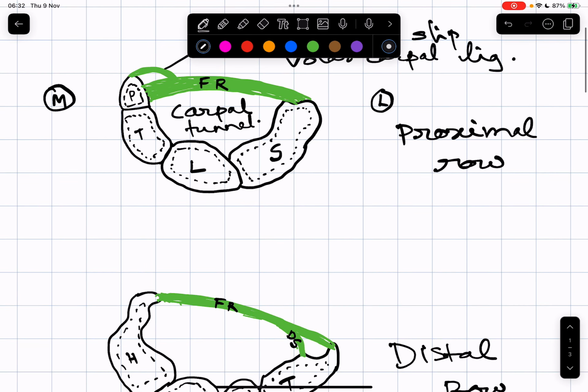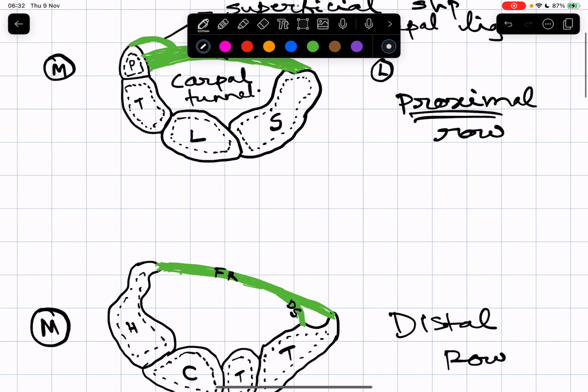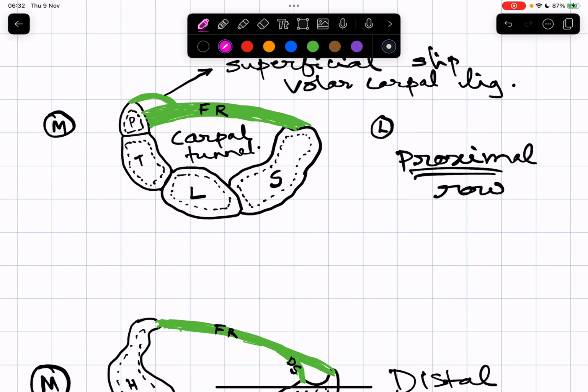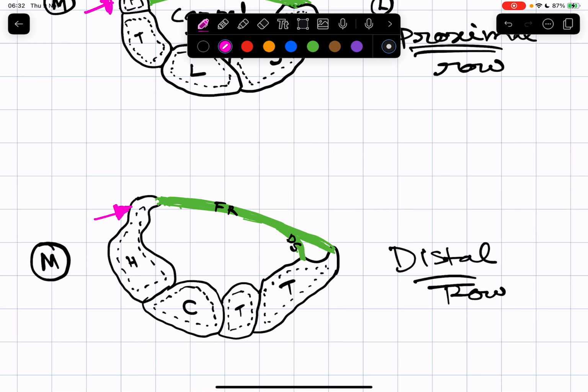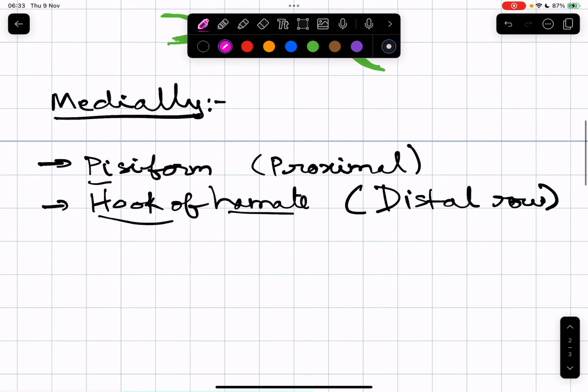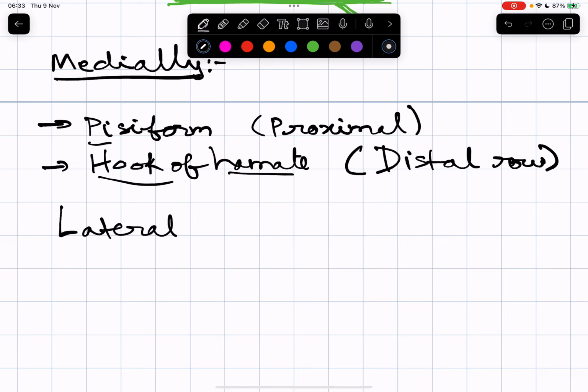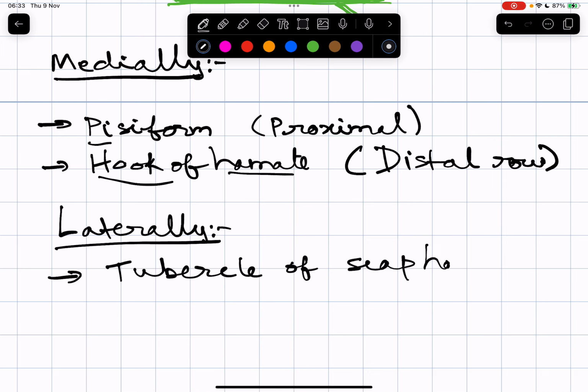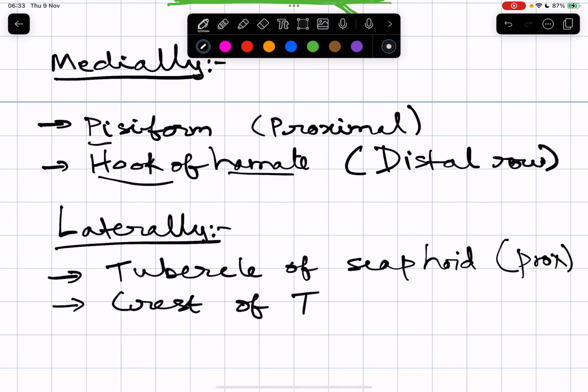So this is the medial aspect, right? So this is proximal, this is distal. So proximally you can see the flexor retinaculum is attached to one, that is the pisiform bone here, and secondly it is attached to the hamate bone as well. All right, so the medial attachment of the flexor retinaculum is this. Now when you look at the lateral attachment, laterally the flexor retinaculum would be attached to the tubercle of the scaphoid bone. Okay, tubercle of scaphoid, this is the proximal row of the carpal tunnel, and then it is also attached to the crest of the trapezium, which is in the distal row.